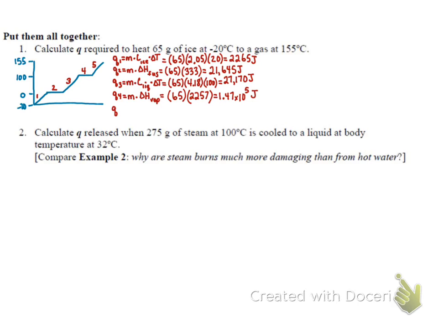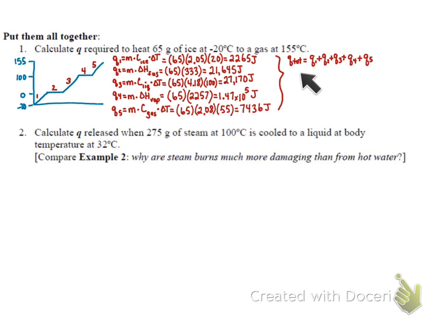Vaporizing takes the most energy. And now that it's a gas, the gas can warm up, in this case to 155. So it's going to be mc delta T. Remember that C, heat capacity, has to be for the gas here because it's in the gas phase. And then once we're done, take all the Q's individually and add them together. So the total amount of heat is all the individual heats for each stage added up. Plug them all into your calculator.